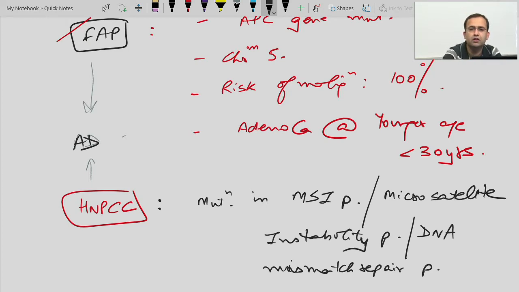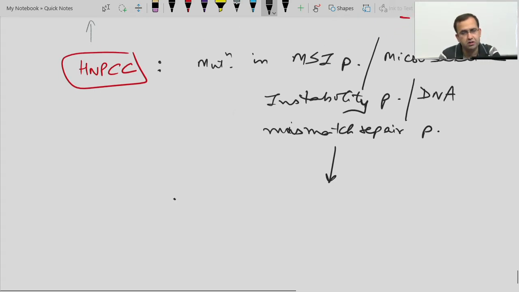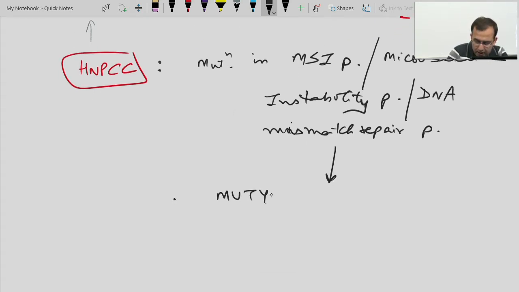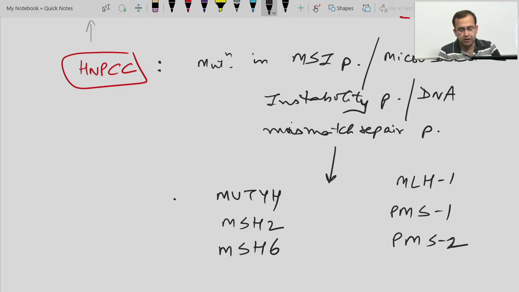So HNPCC occurs because of mutations in MSI, the microsatellite instability or DNA mismatch repair pathway, in which the names of the gene mutations start with M, that is MUTYH, MSH2, MSH6, MLH1. You need not remember them, options will be there in front of you. The genes involved are MUTYH, MSH2, MSH6, MLH1, PMS1 and PMS2. Except PMS1 and 2, all others start with M.